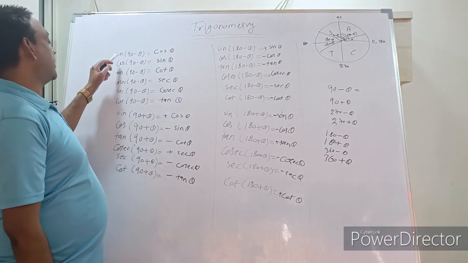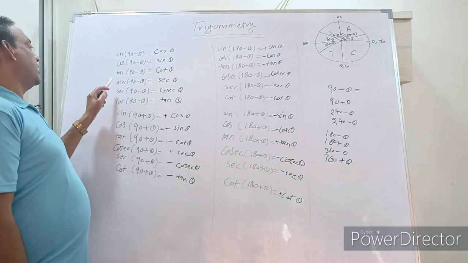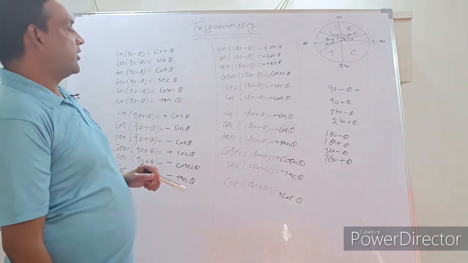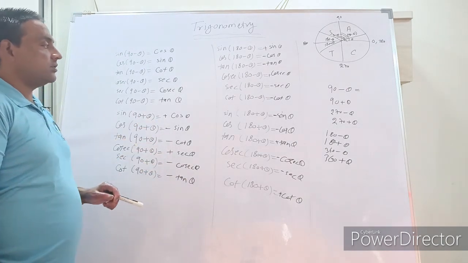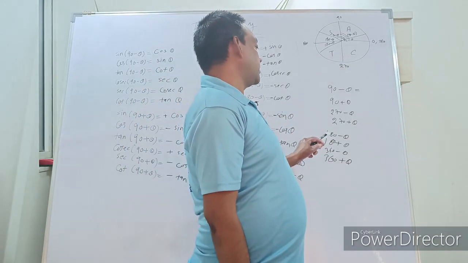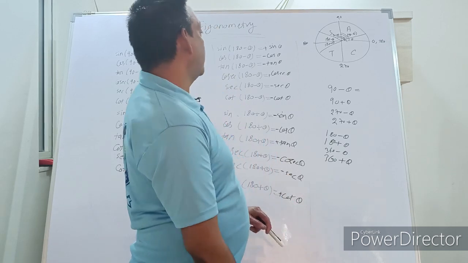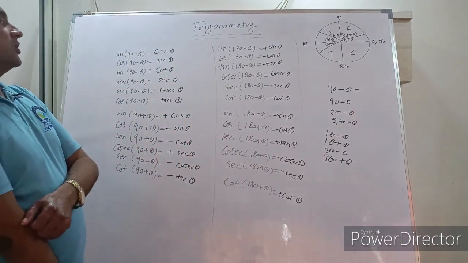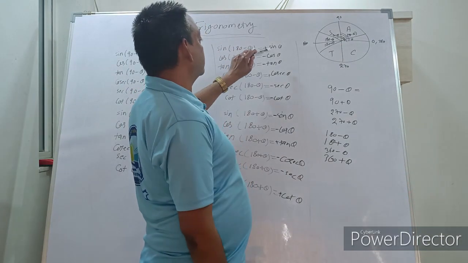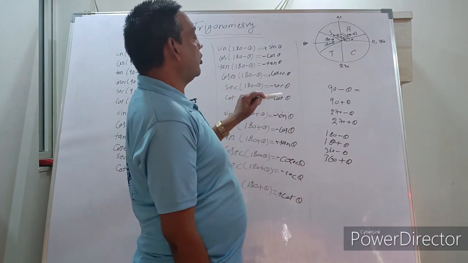Okay, so in that case sine becomes cos, cos becomes sine, tan becomes cot, cosec becomes sec, sec becomes cosec, cot becomes tan, and the sign also changes in this. But whenever it is an even multiple of 90 degrees, that is 180 minus, 180 plus, 360 minus or 360 plus, only the sign changes, the trigonometric ratio does not change. So sine is sine only, cos is cos, tan is tan, cosec is cosec, sec is sec, cot is cot.